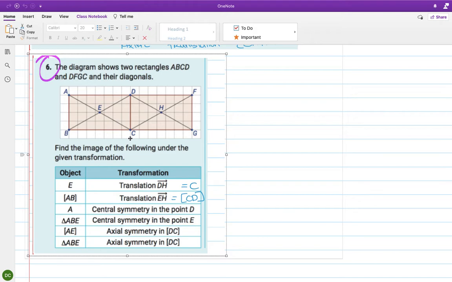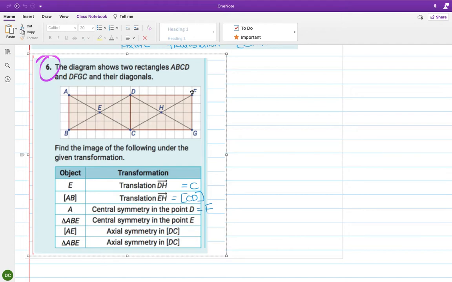The point A under central symmetry in the point D. If we're taking the point A, moving to D, and then moving out the far side, we're going to end up at F. Central symmetry normally ends up with the object being upside down and back to front, but a point doesn't have any dimensions, so if you turn it upside down or back to front, it doesn't matter, it's still just a point. Do you know what I mean?